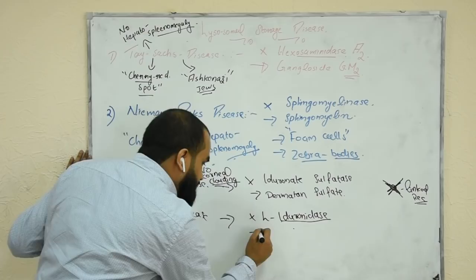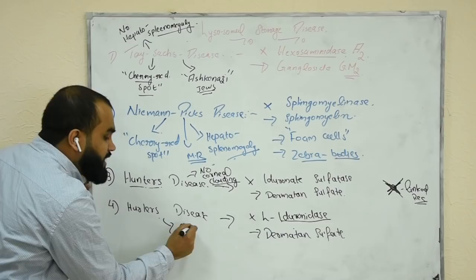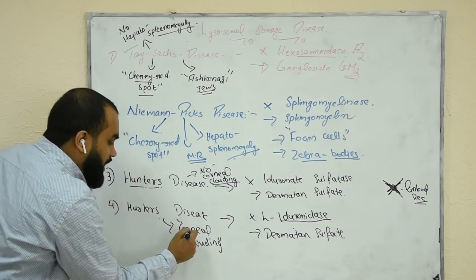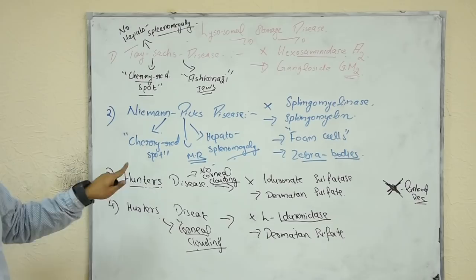And what is accumulated here? Again, dermatan sulfate. But what is the difference? This is autosomal recessive and here they will give you corneal clouding. So here this is Hurler, no need of hunting. So no problem, they will have what? Corneal clouding. This is how clinically you differentiate Hunter and Hurler. In Hunter, no corneal clouding, but in Hurler, there will be corneal clouding. And Hunter is X-linked recessive.